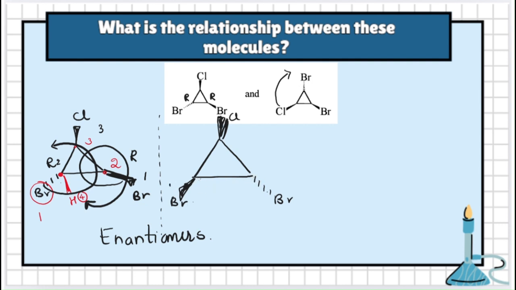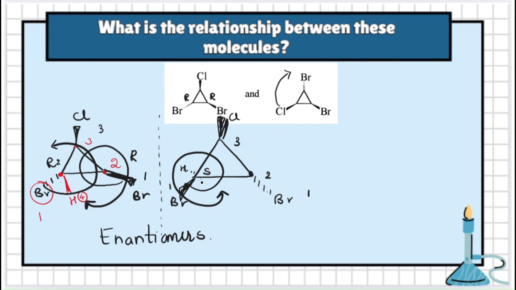Let's verify that. This bromine is first priority, and this is second and this is third. So how is it moving? It's moving anti-clockwise. And where is the hydrogen? It is below the plane, so S will remain S, right? Now let's check for this carbon.